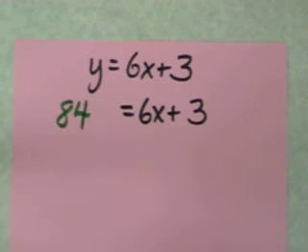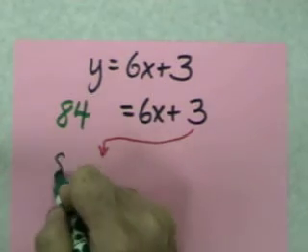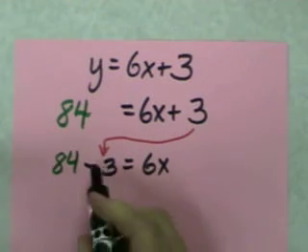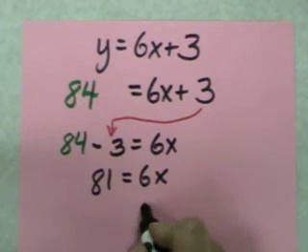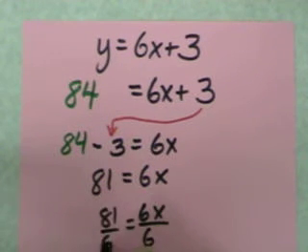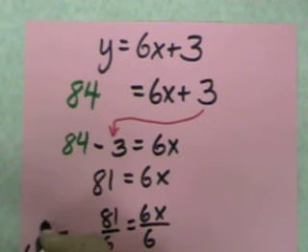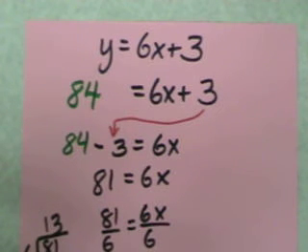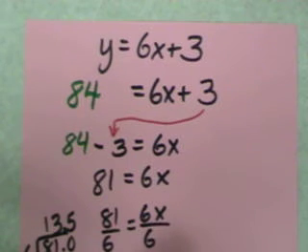Okay, we're going to end up moving our 3 over for the next step and changing its sign, which will give us 84 minus 3 equals 6x. 84 minus 3 is 81. Okay, divide by the number of x's. Remember, it's the variable that we want, and in this case we want to know x. And I'm not exactly sure what that equals, so let's find out. 81 divided by 6. So we get that that equals 13.5.